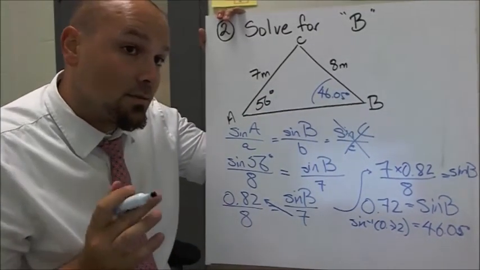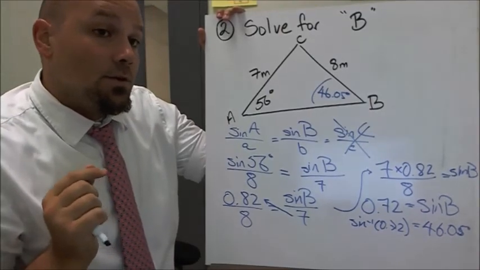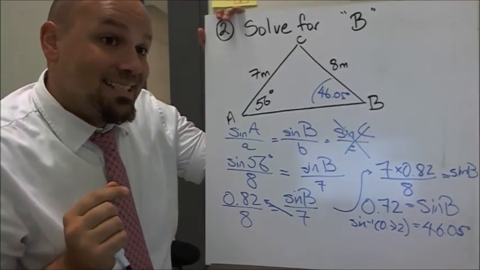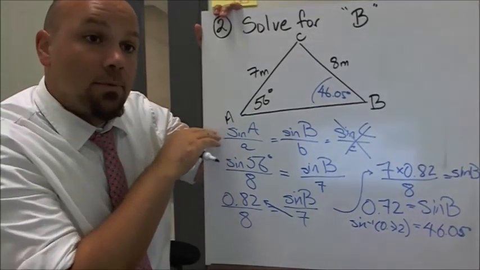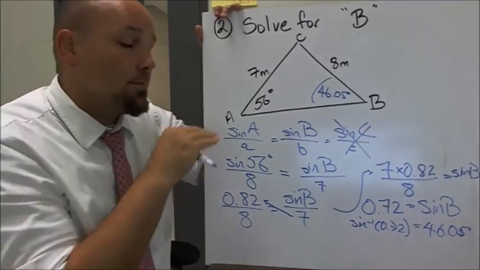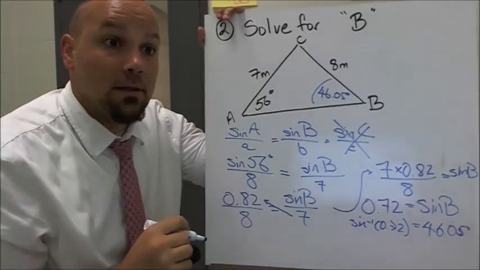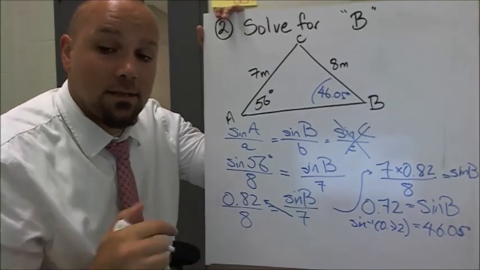Okay, so the main thing to remember is when you're using the sine law to find sides, you put the sides on top. When you want to use it to find angles, put the angles on top. It makes everything a little bit easier. All right, that's it. Now let's get to work.